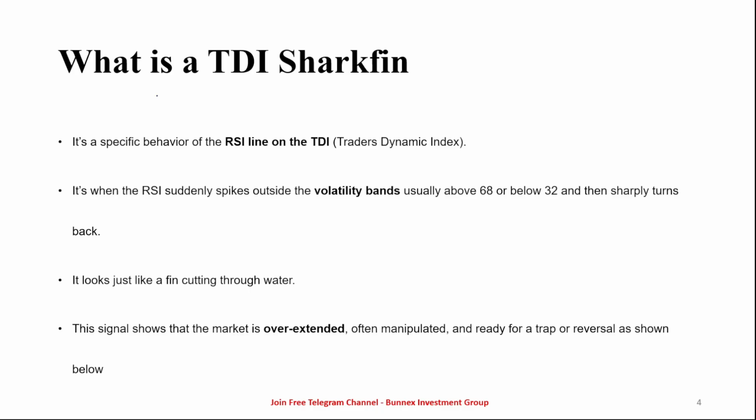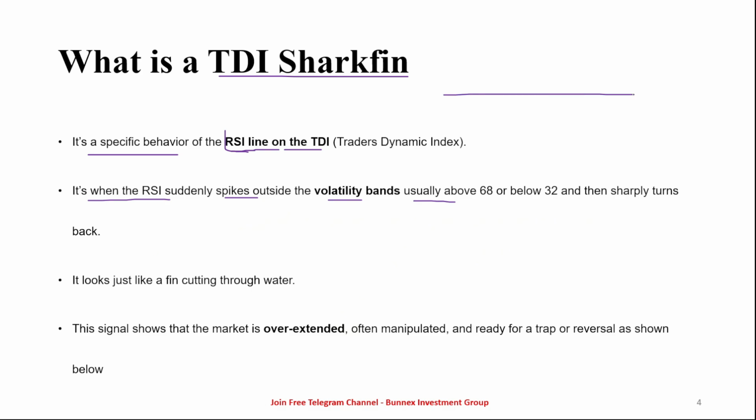We are going to use it to get what we call the TDI shark fin. This is a common term to those who follow this channel or those who have been subscribers of this channel since 2019. It's a specific behavior of the relative strength index, or RSI in short, or RSI line on the TDI. So we are saying the TDI is basically focused on the RSI line. It's when the RSI suddenly spikes outside the volatility bands, usually above 68 or 32, and then sharply turns back, right?